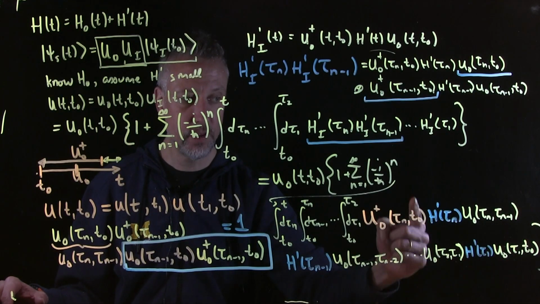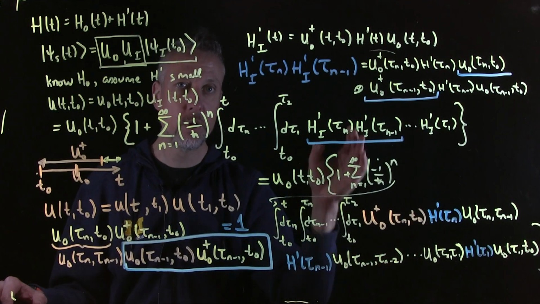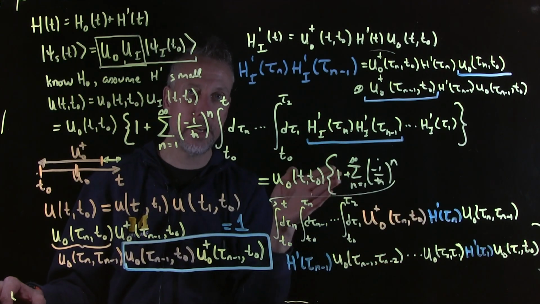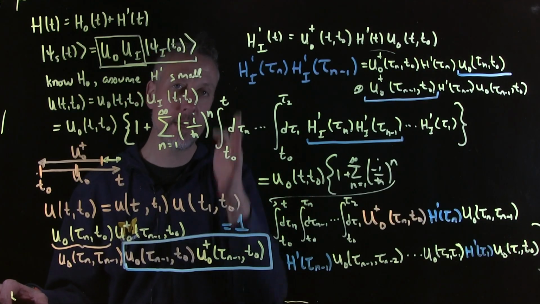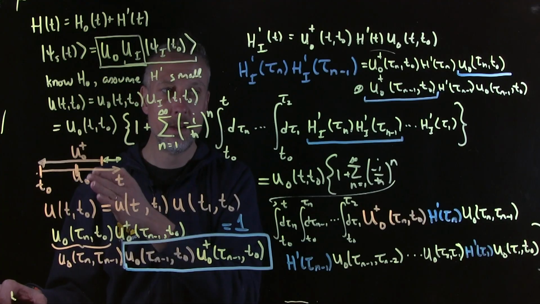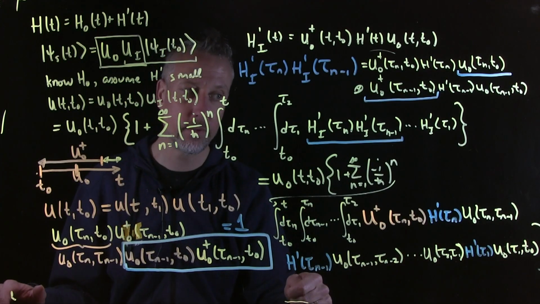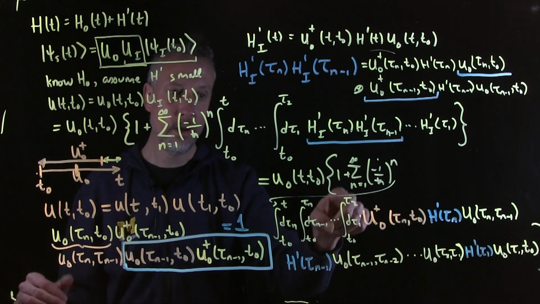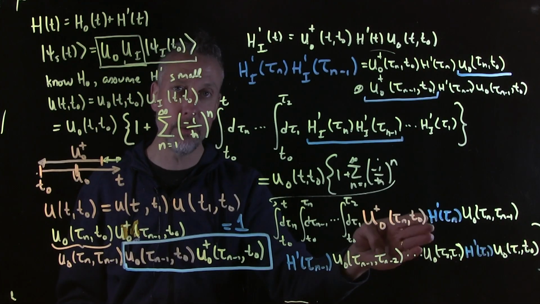It's not drawn here, but there'll be another one, H primed tau 2, and so on. So you go from the evolution under H naught, application of H prime, evolution under H naught, application of H prime, and so on, as many times as needed, and of course, if you do it exactly, an infinite number of times. And then you change when they happen, and you add it all up. Now you're keeping the order.